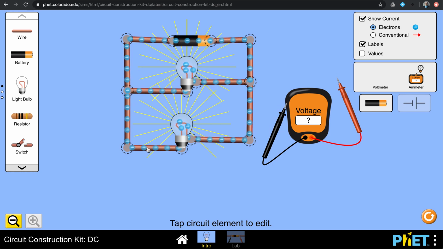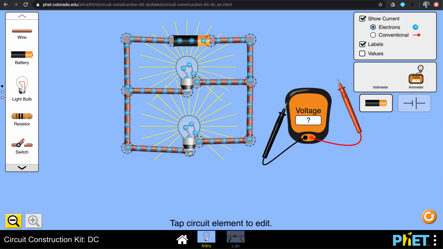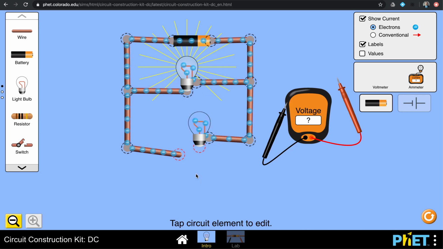This is how your house is wired. You turn on a light in one room, electricity will flow through that room. You turn on a light in the other room, it'll flow through there. If I disconnect this light bulb, I'm trying to remember how to do that. Double click and click. I still have the light in the other room.